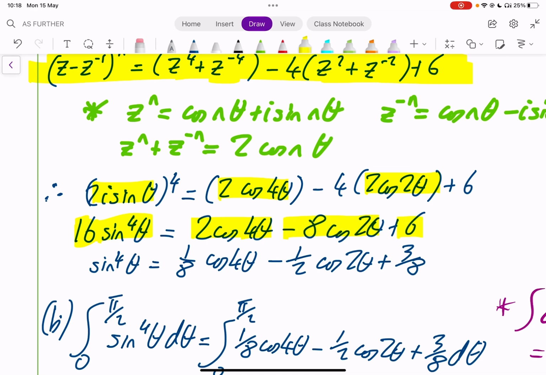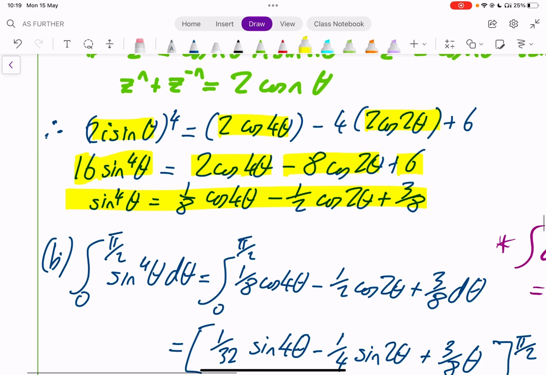In the last line, bring the 16 across and divide, and you'll get sine to the power of 4 theta is equal to 1 over 8 cos 4 theta minus a half cos 2 theta plus 3 over 8. Okay, so that's the first part done.